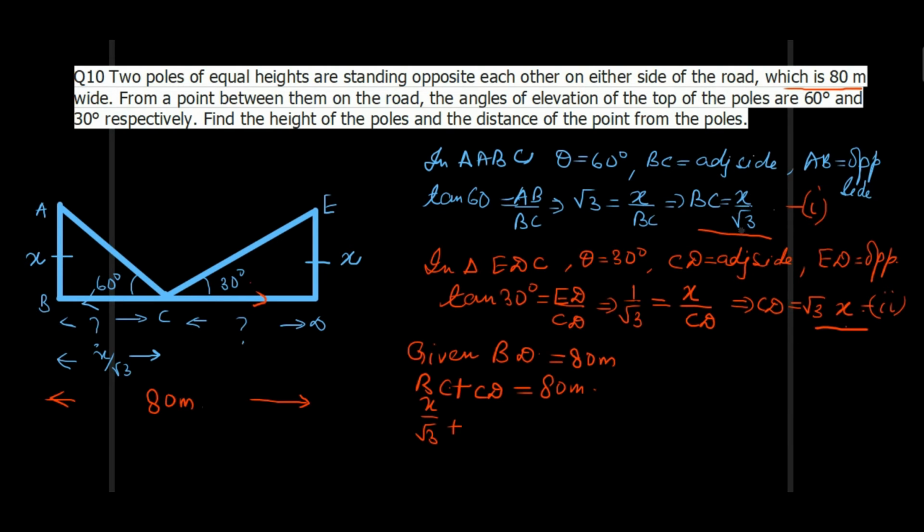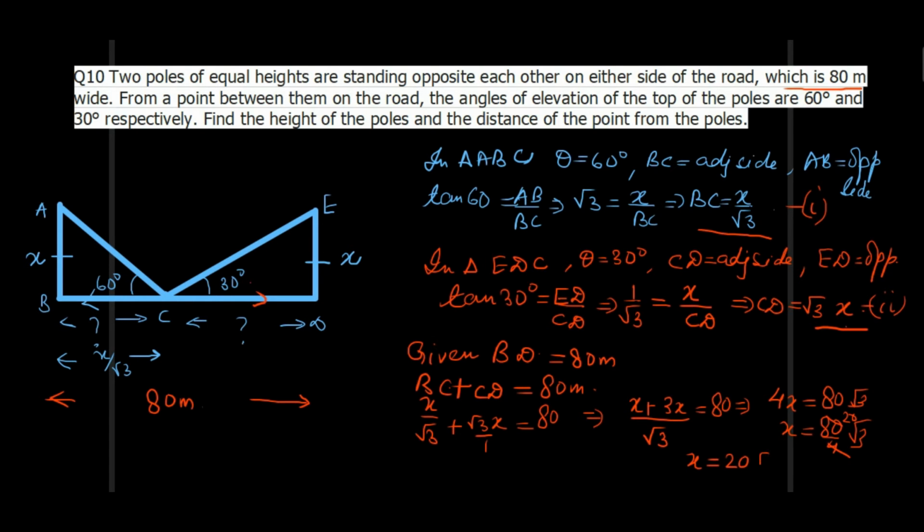From 1, BC is equal to x by root 3 and CD is equal to root 3x, so x by root 3 plus root 3x is equal to 80 meter. Now what we'll do, we'll take the LCM here. So LCM will be root 3. So this will be x plus root 3 into root 3, 3x, is equal to 80. So this implies 4x is equal to 80 root 3, or we can say x is equal to 80 upon 4 root 3. 4 20s are 80. So this x is equal to 20 root 3.